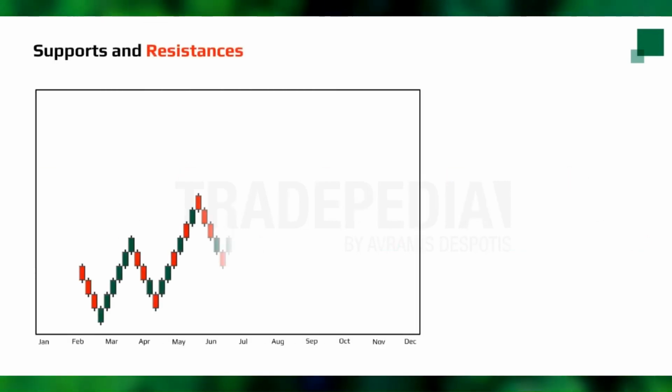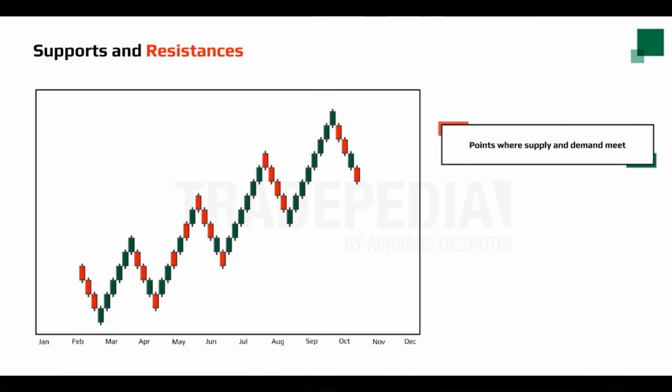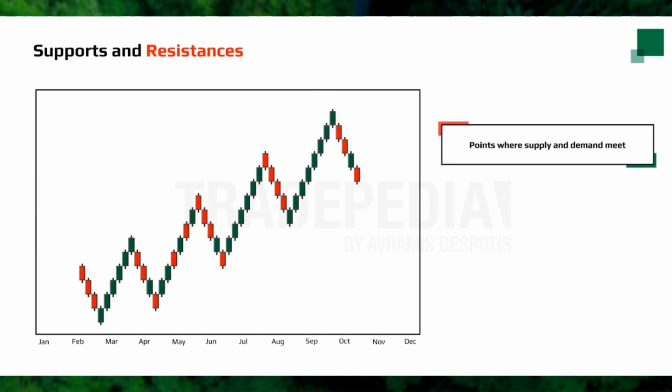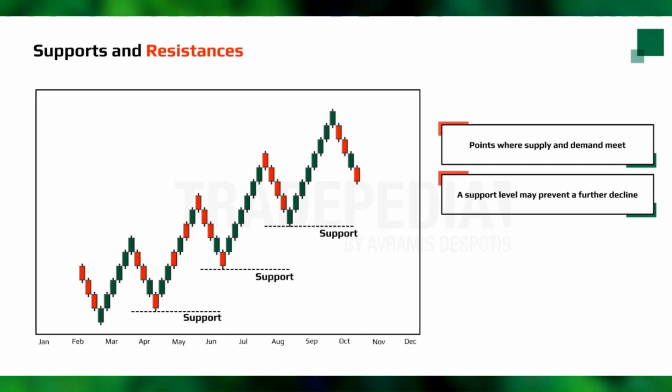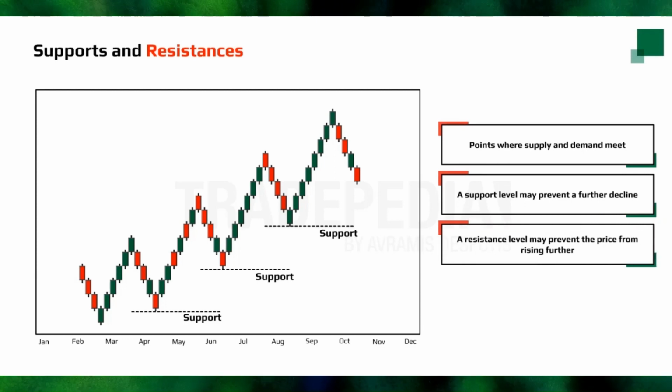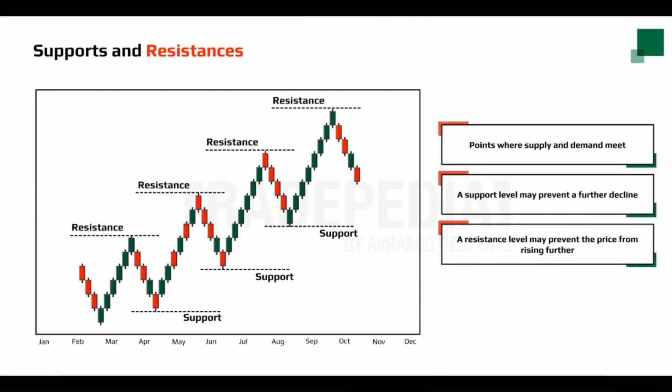Supports and resistances represent points where the forces of supply and demand meet. Support is a price level at which demand is thought to be strong enough to prevent a further decline. Resistance is the price level at which selling is thought to be strong enough to prevent the price from rising further.